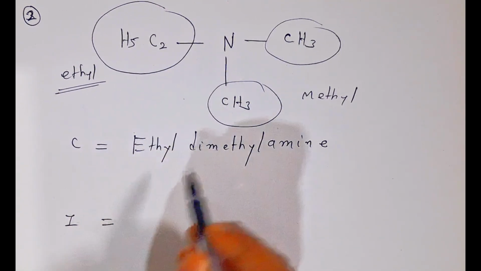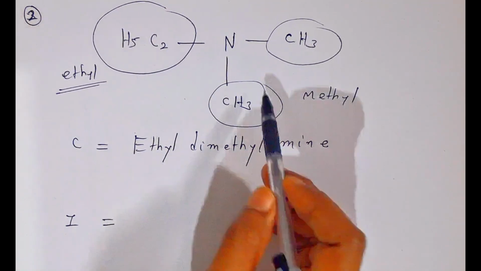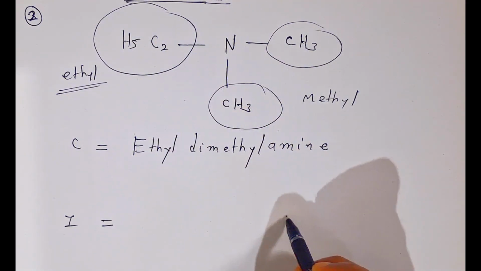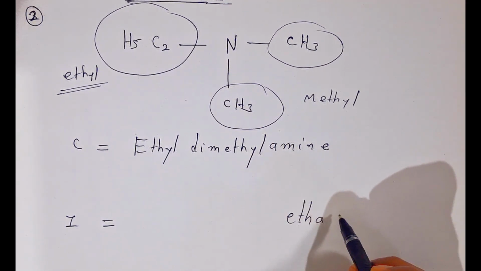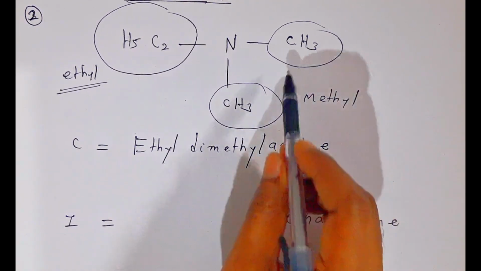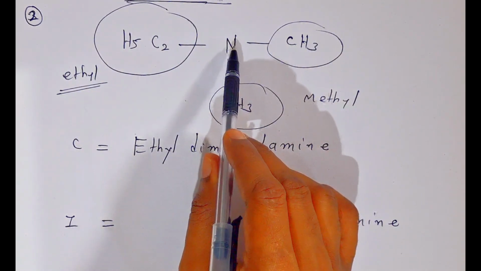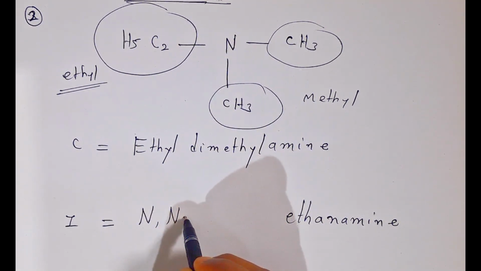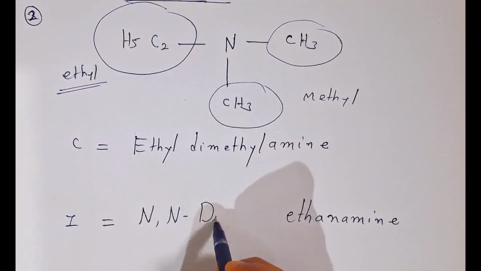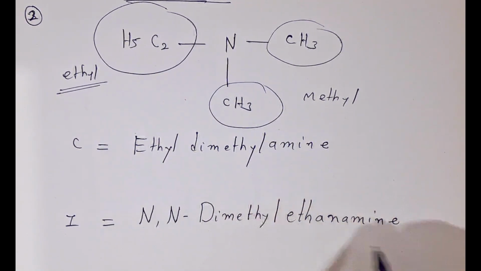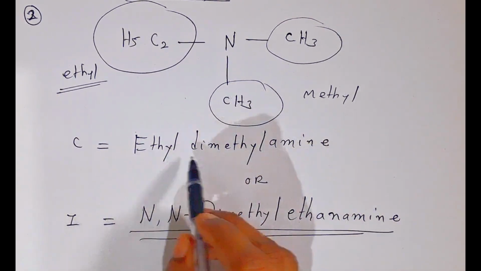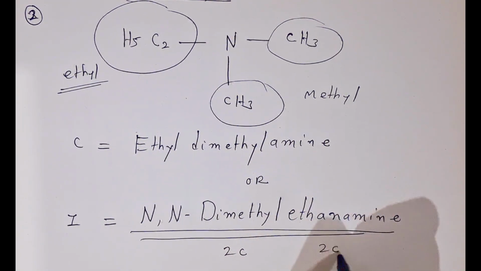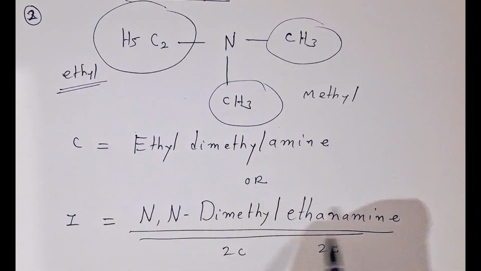What will be the IUPAC system name, students? You have to see, students, this is the longest chain containing 2 carbon. With the ammonia, we call it ethenamine. Now here, students, these 2 methyl are attached to the nitrogen of this amine, so we write 2 times N, dimethyl. Two methyl, so we write the word dimethyl. Dimethyl ethanamine will be the name of this molecule. So ethyl dimethylamine is nothing but N,N-dimethyl ethanamine. Here 2 carbon plus 2 carbon, a 4 carbon containing molecule is shown.